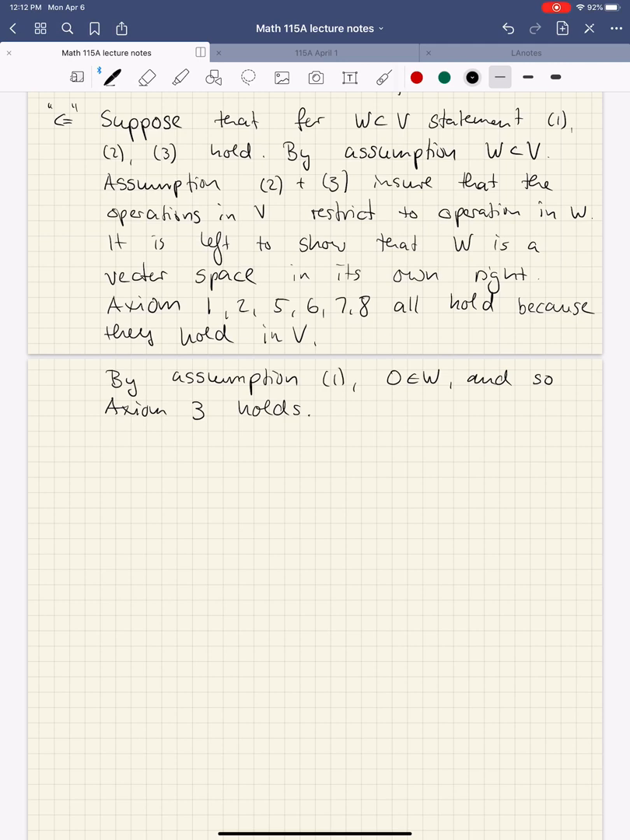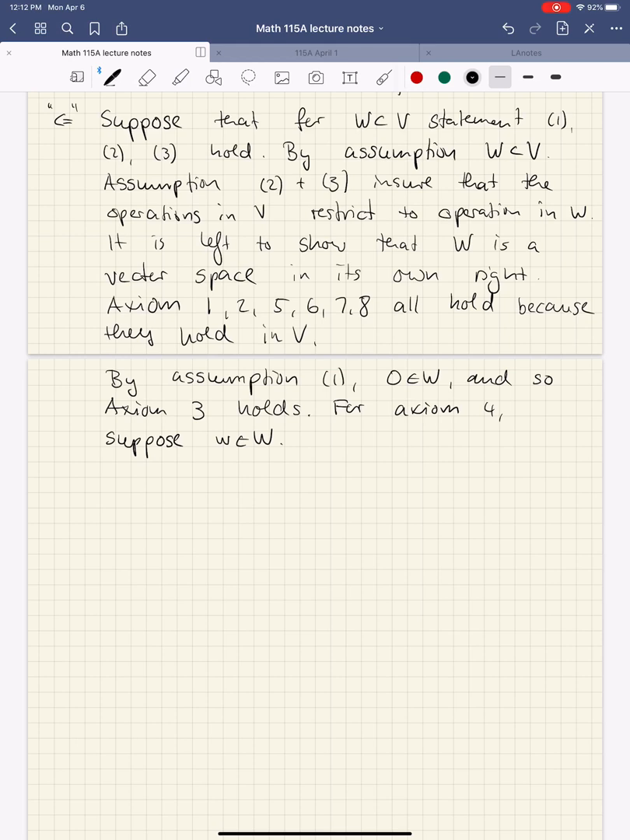And now it's left to show that axiom 4 holds. So for axiom 4, suppose w is an element in W. So now we want to show that the unique additive inverse is also in W.